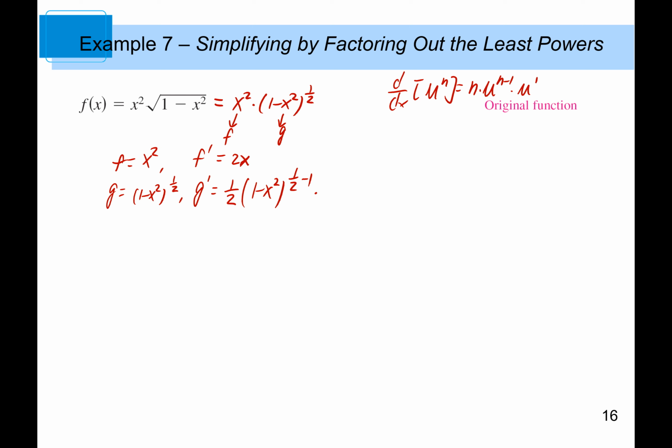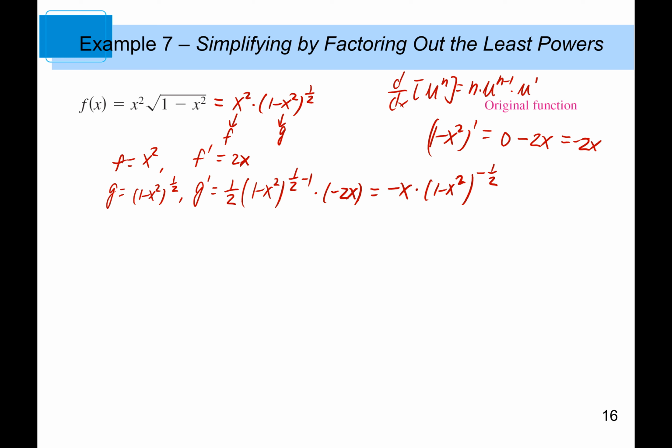u prime is the derivative of 1 minus x squared. The derivative of 1 is 0. The derivative of x squared is 2x, so that eventually becomes negative 2x. All right, and that's what you multiply by. Okay, so if you simplify this, one half times negative 2x becomes negative x times 1 minus x squared to the negative half.